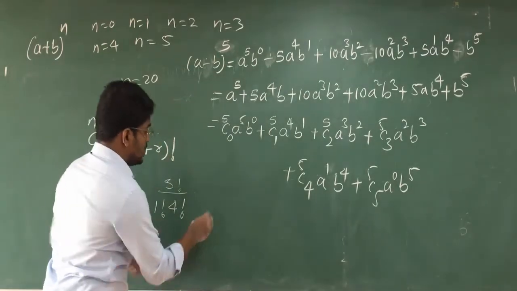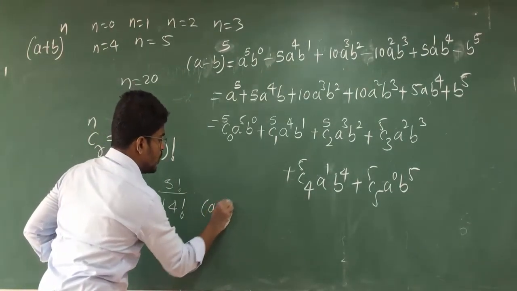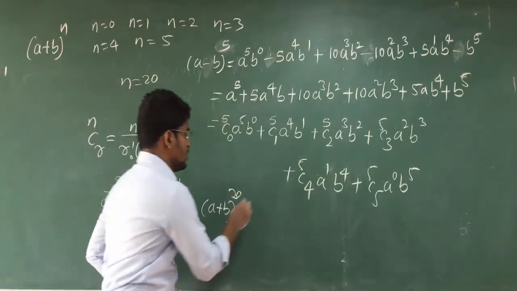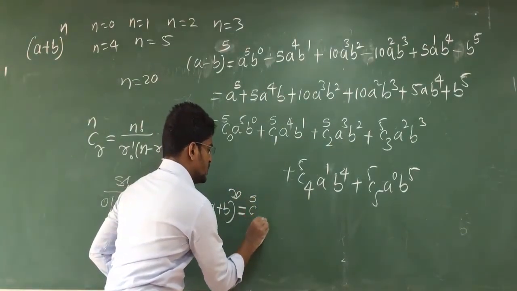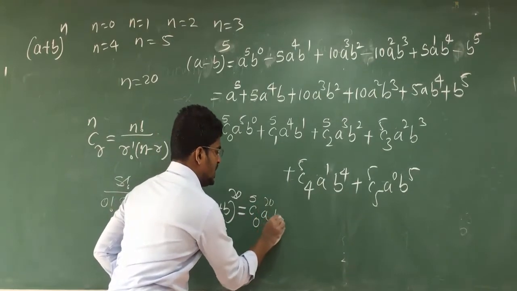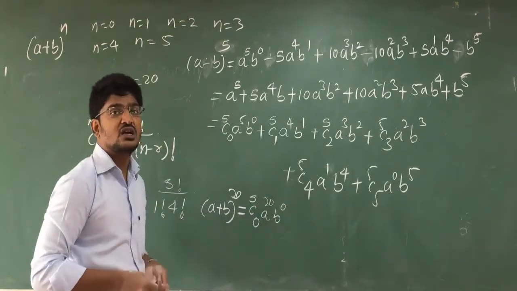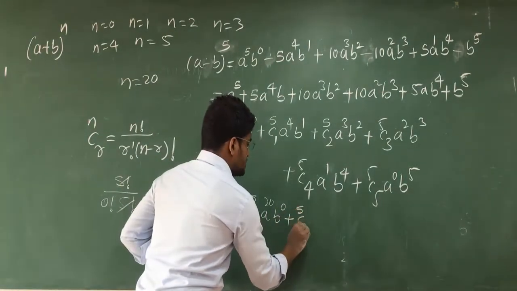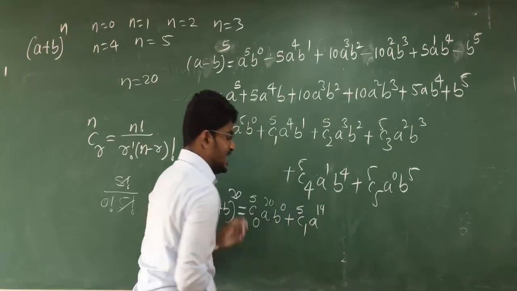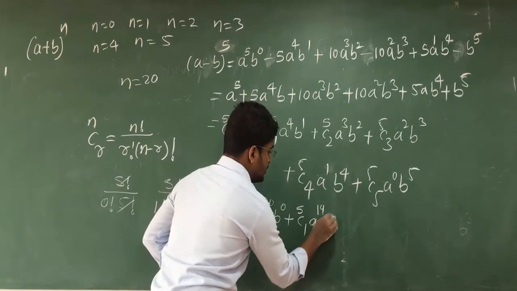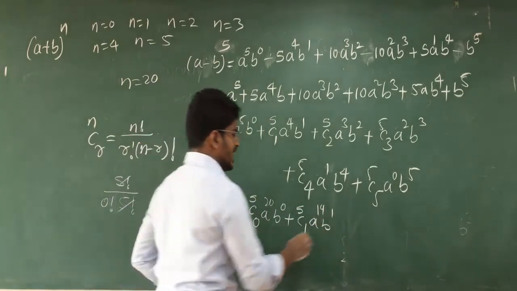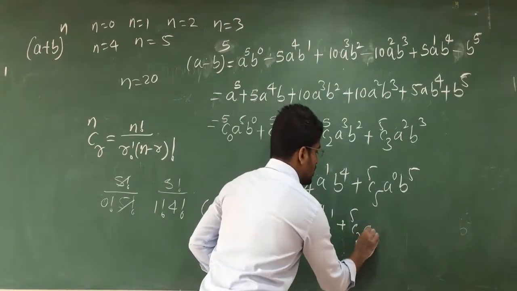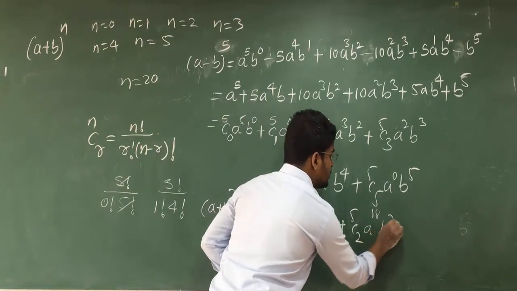Suppose now a plus b whole to the power of 20. How are you going to write? Same. 20C0 a to the power of 20 b to the power of 0. You must start with 0. Plus 20C1 a to the power of 19, you have to decrease, b to the power of 1. Next, plus 20C2 a to the power of 18 b to the power of 2.